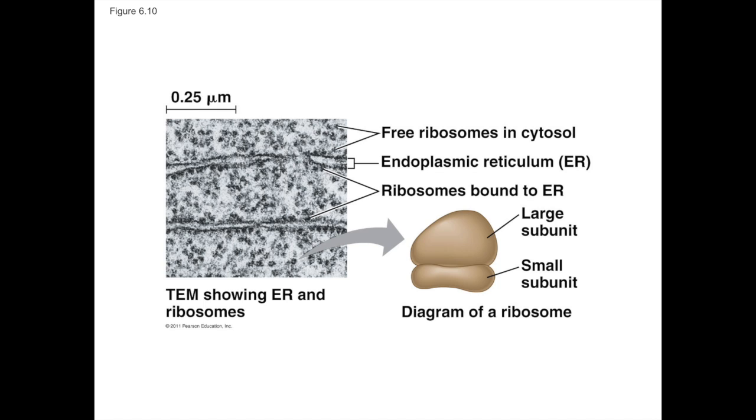Now, a ribosome, in my mind, kind of looks sort of like a hamburger bun, where it has a big part, like a top half of the bun, which is the large subunit, and the bottom half, which is the small subunit. And different organisms have different sizes for ribosomes. Prokaryotes have very different sized ribosomal subunits than eukaryotes.